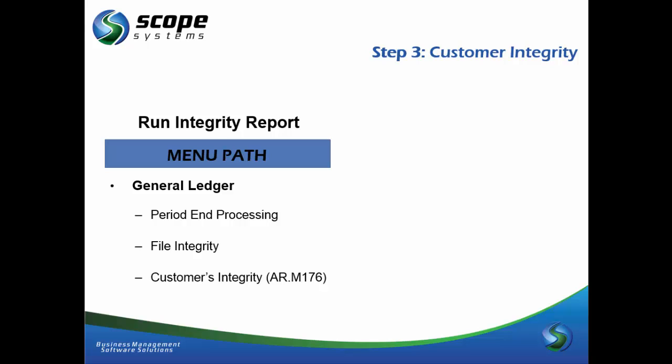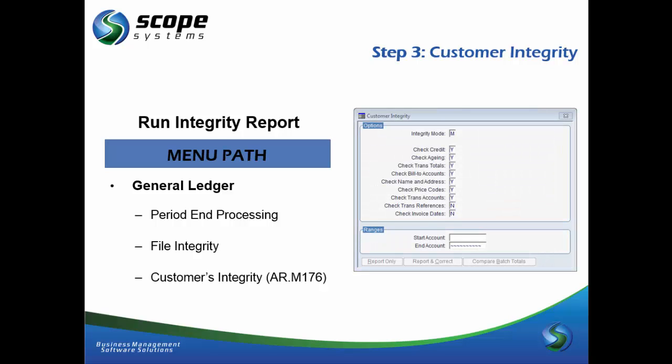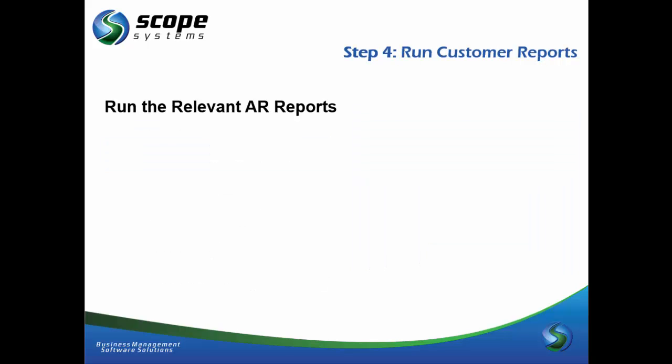Step 3, customer integrity. You've got to run the integrity. Once again, the menu path is period in processing, file integrity, running customers integrity. The integrity mode would be M for monthly, which flags just about everything. Ensure that all errors are corrected and that the general ledger agrees to the AR balance.